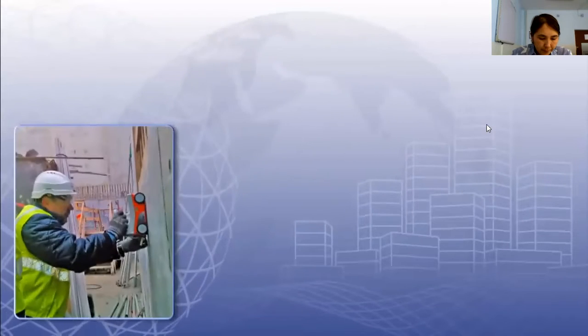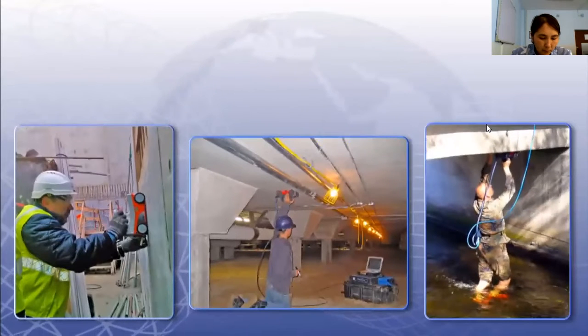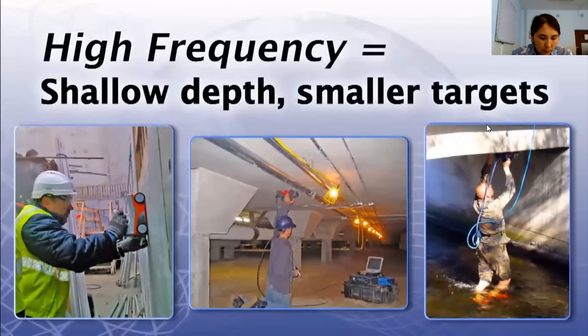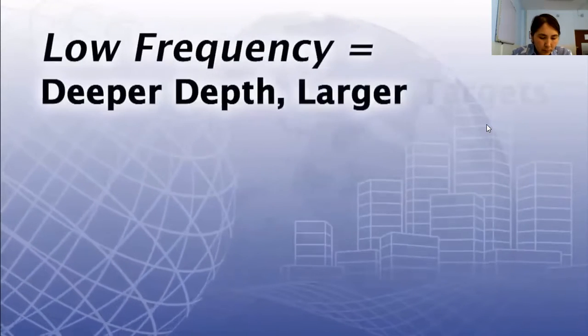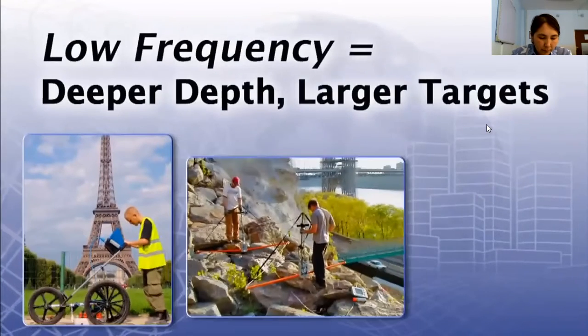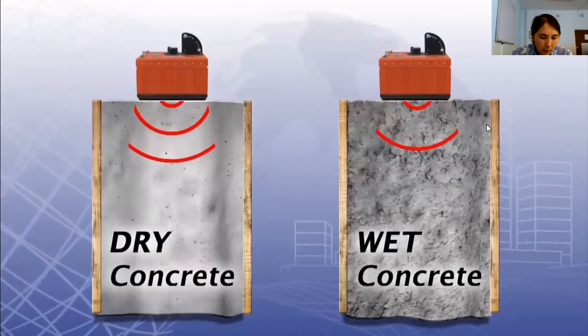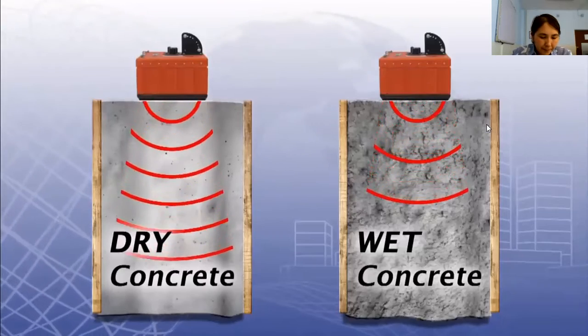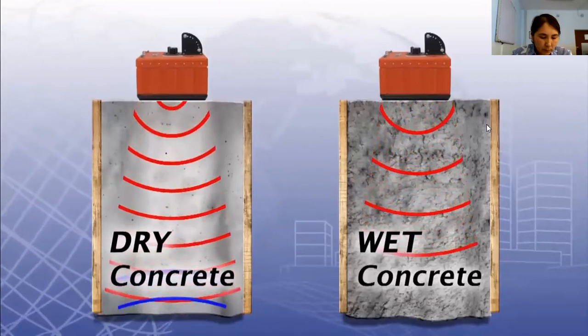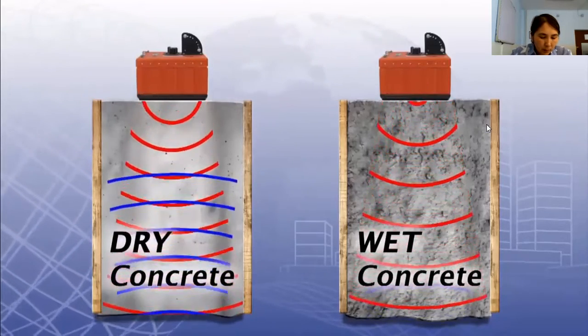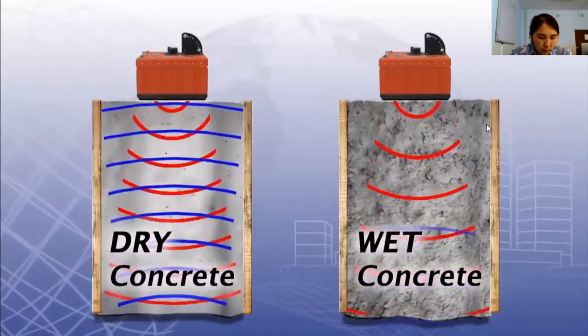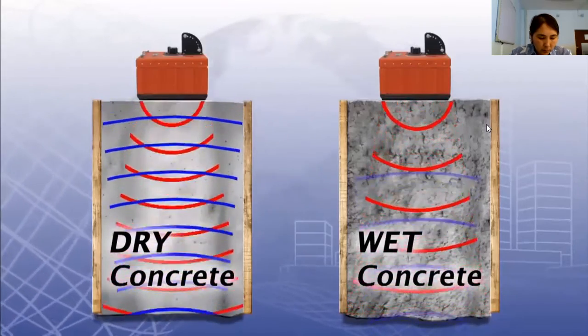Antennas come in various frequencies, depending upon your application. High frequencies are for shallow depth and small targets, ideal for concrete applications. Low frequencies are for typically deeper depth and larger targets, such as utility, geological, and archaeological applications. Survey areas with high conductivity can limit the depth and effectiveness of ground penetrating radar. An example of this would be clay soils or uncured or green concrete.